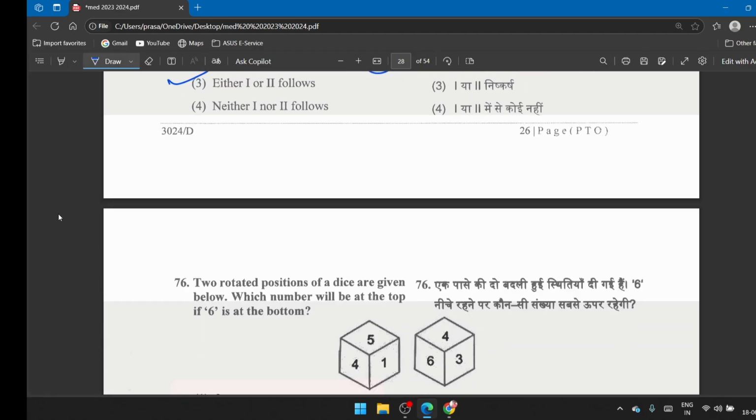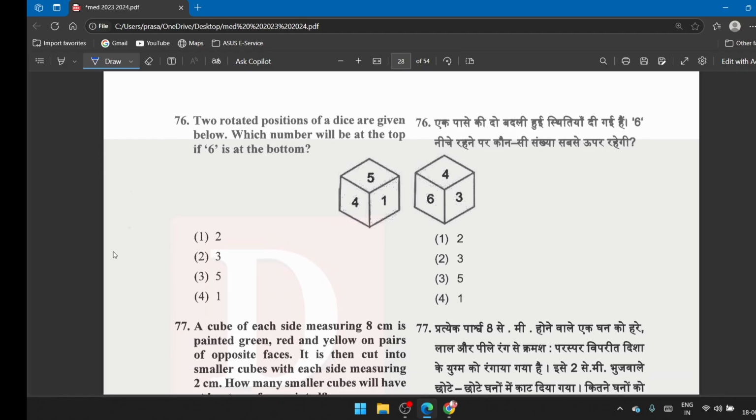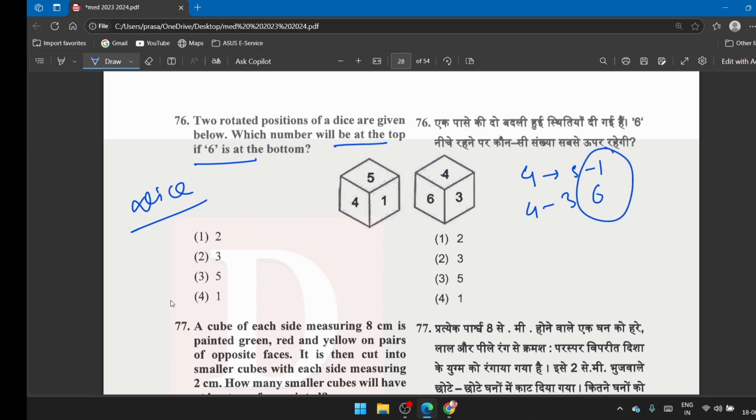नेक्स्ट, the rotated two rotated position. This is a question of dice. Two rotated position of a dice are given below. Which number will be at the top if 6 is bottom? यहाँ पे आपको देखना पड़ेगा कि how many commons are there. One particular number is common, that is 4. Right in clockwise direction 4, 5, 1 and 4, 3, 6. If we need what? At the opposite of 6, that is 1. That is option 5. Next.